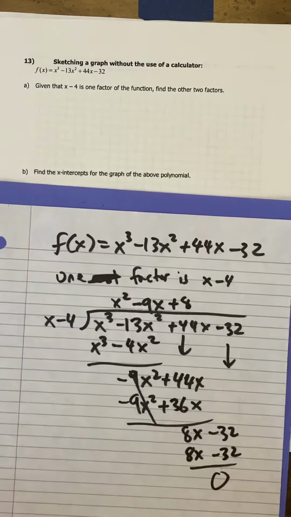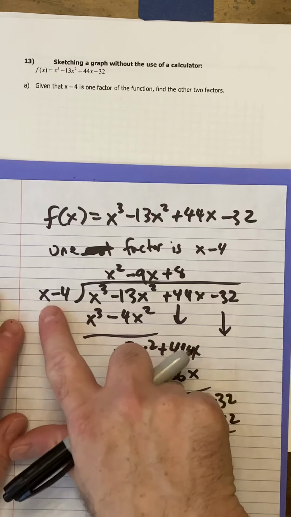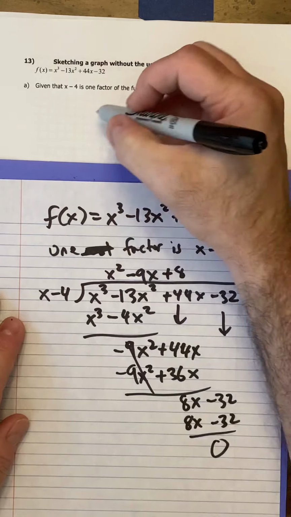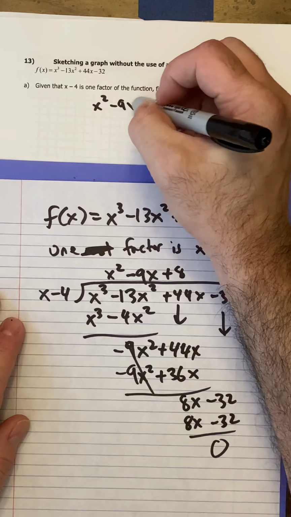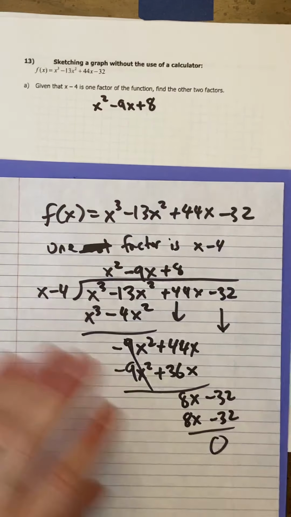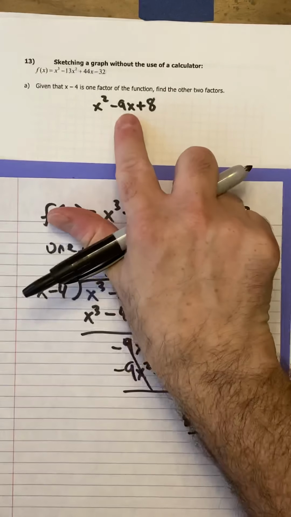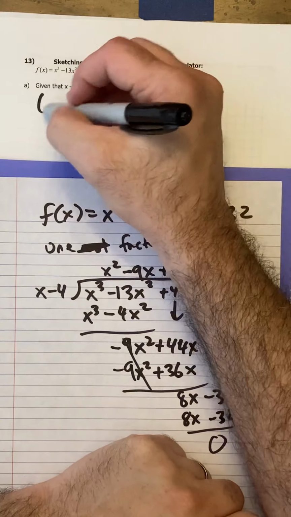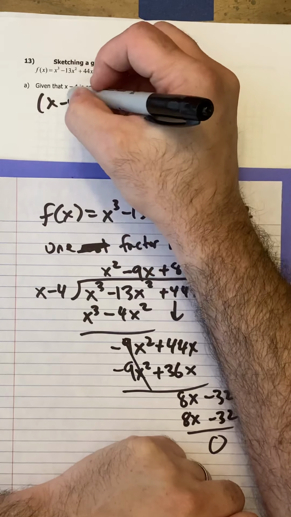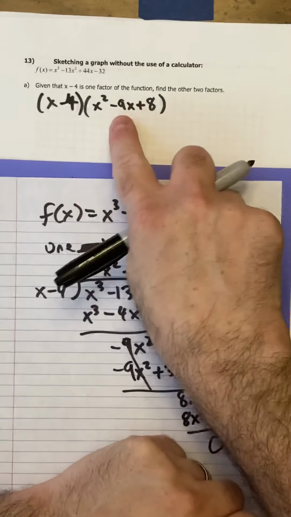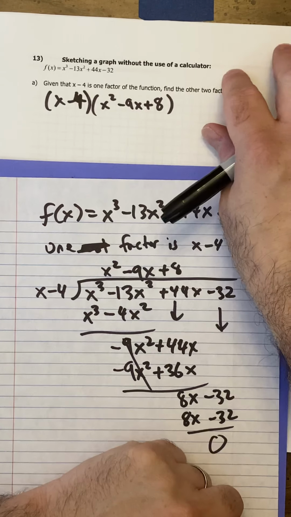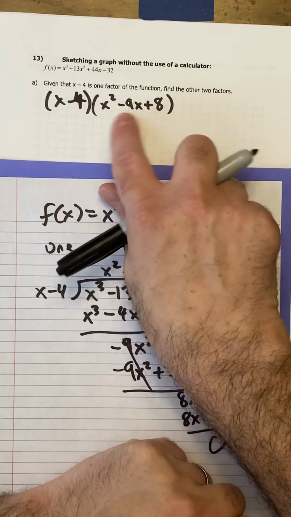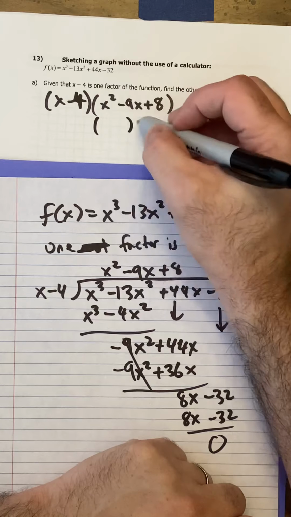What I want you to notice, I'm going to write it here. When we divide x minus 4 into this function, we get x squared minus 9x plus 8 as the other factor. And this is not factored yet, so we can factor this further. So let me show you what we've got so far. We've got x minus 4 as one factor and x squared minus 9x plus 8 as the other factor, and this is not factored completely yet, so we can factor that more.